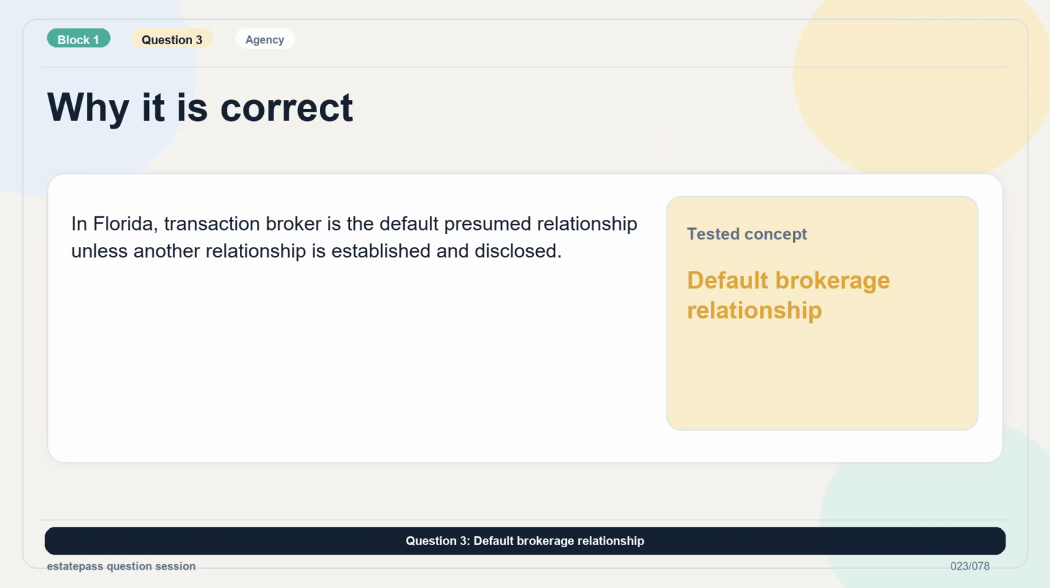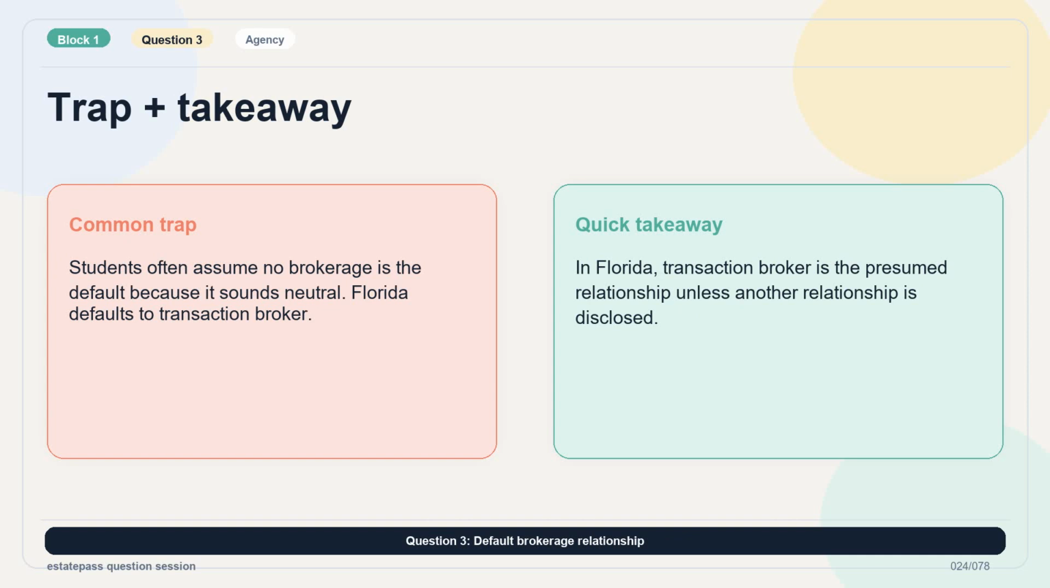Explanation. In Florida, transaction broker is the default presumed relationship unless another relationship is established. Common trap. Students often assume no brokerage is the default because it sounds neutral. Florida defaults. Quick takeaway. In Florida, transaction broker is the presumed relationship unless another is established.